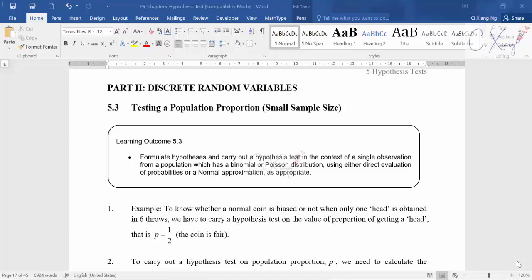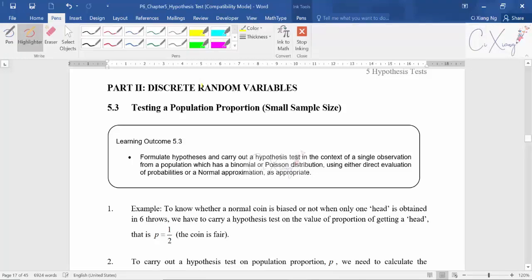Okay, so for this video, we are going to discuss the second part of this chapter, where we are going to use all the discrete random variables for testing. The discrete random variables here actually include the binomial and Poisson. The word discrete here includes the Poisson and also the binomial distribution that you learned before.